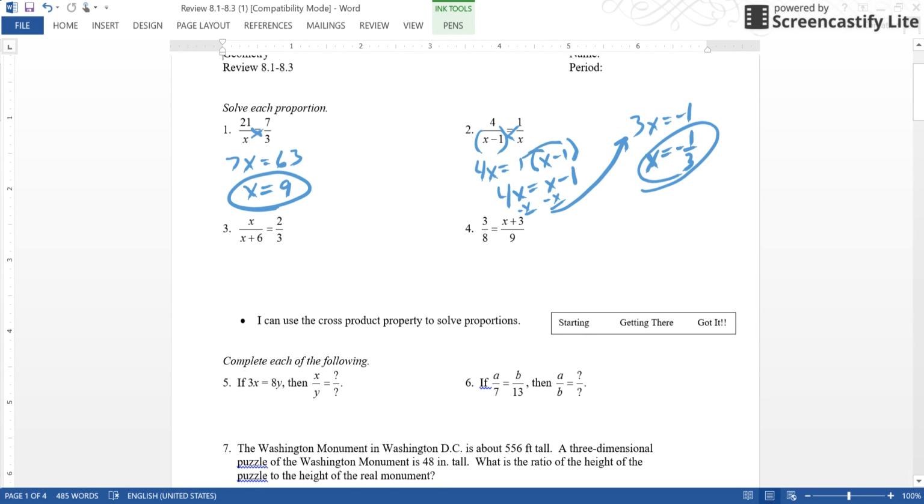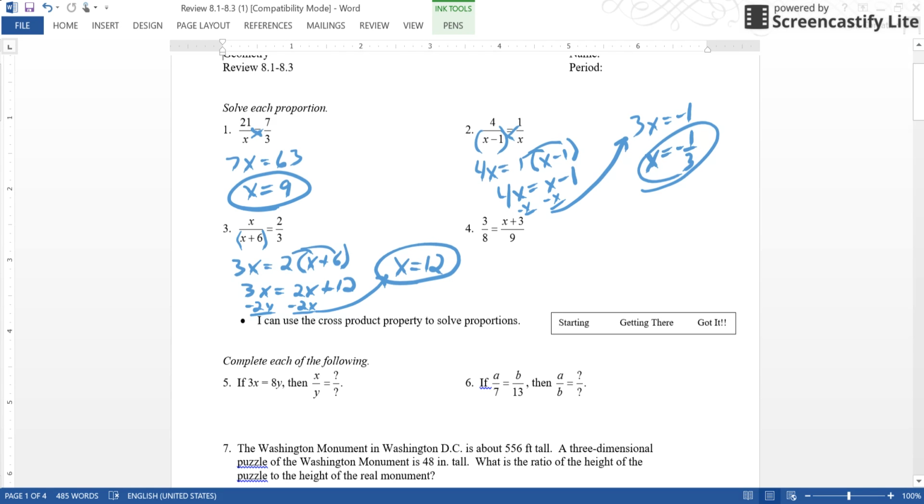Okay. And we're going to cross multiply again here. Remember to put the parentheses around here. I get 3x equals 2 times x plus 6. Distribute. I get 3x equals 2x plus 12. Subtract 2x from both sides. I'll go right over here. x equals 12.